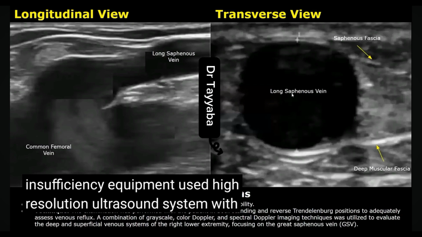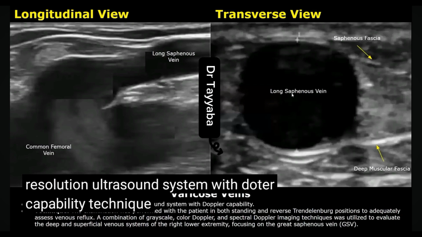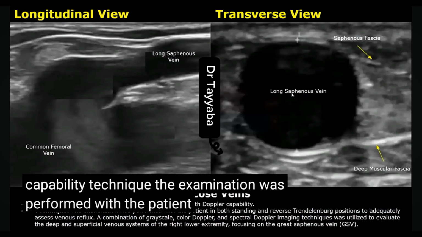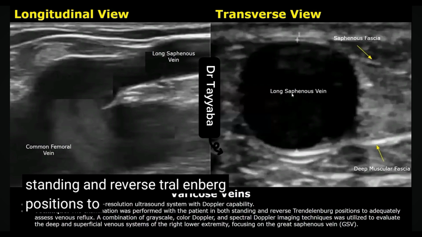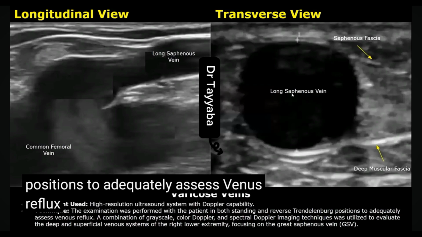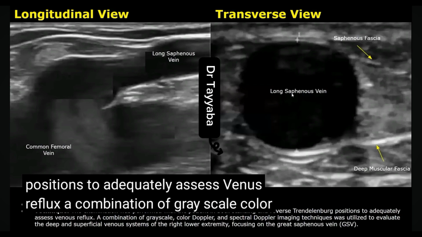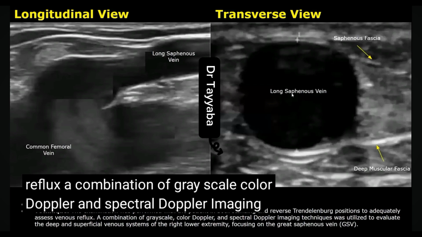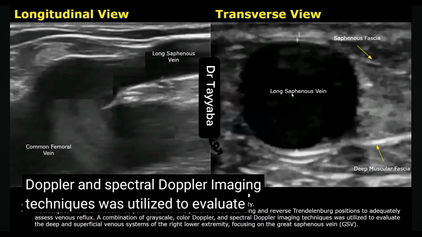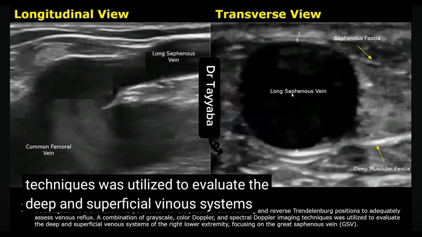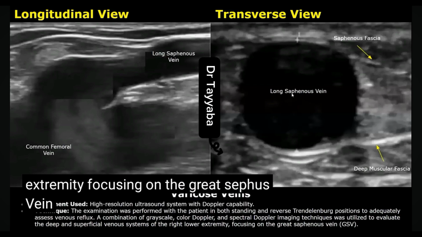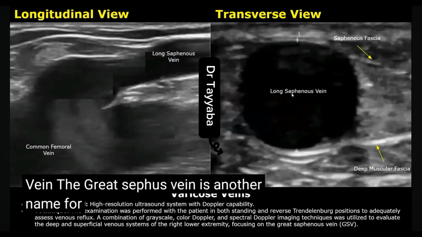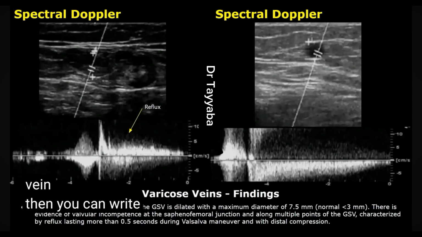Equipment used: high resolution ultrasound system with Doppler capability. Technique: the examination was performed with the patient in both standing and reverse Trendelenburg positions to adequately assess venous reflux. A combination of grayscale, color Doppler, and spectral Doppler imaging techniques was utilized to evaluate the deep and superficial venous systems of the right lower extremity, focusing on the great saphenous vein. The great saphenous vein is another name for the long saphenous vein.